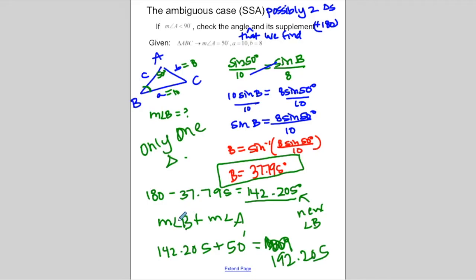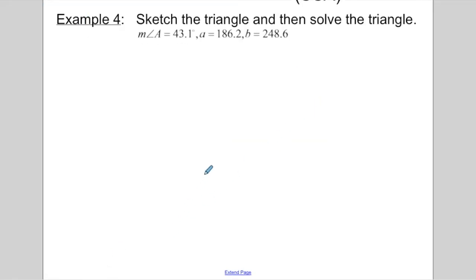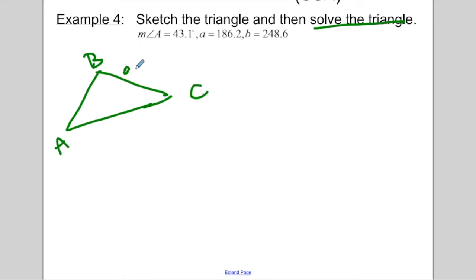Whenever it's side-side-angle, that's when you have to check it. It says sketch the triangle and then solve the triangle. So let's sketch it. We're going to do it all. We have A, B, and C, and then I'm going to label little a, little b, little c. They tell me angle A is 43.1 degrees, little b is 248.6, and little a is 186.2.